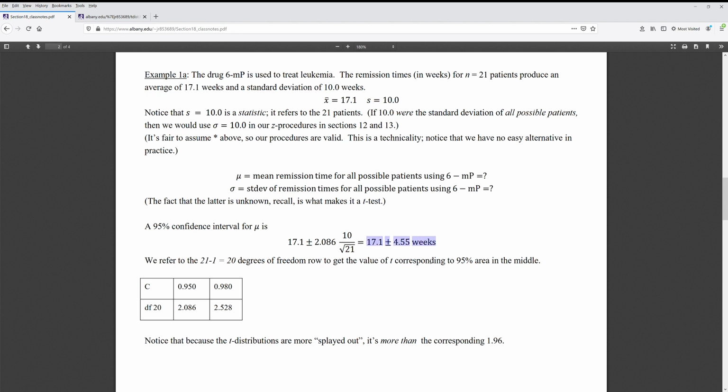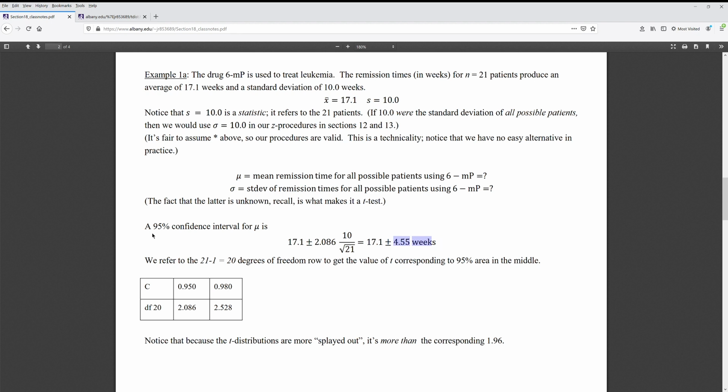17.1 minus 4.55, 17.1 plus 4.55. We're 95% confident that the average remission time for all possible patients is between those numbers. We have a 95% confidence interval for mu. We are 95% confident that the average remission time is 17.1 weeks with a margin of error of 4.55 weeks. All of our usual ways of saying it.